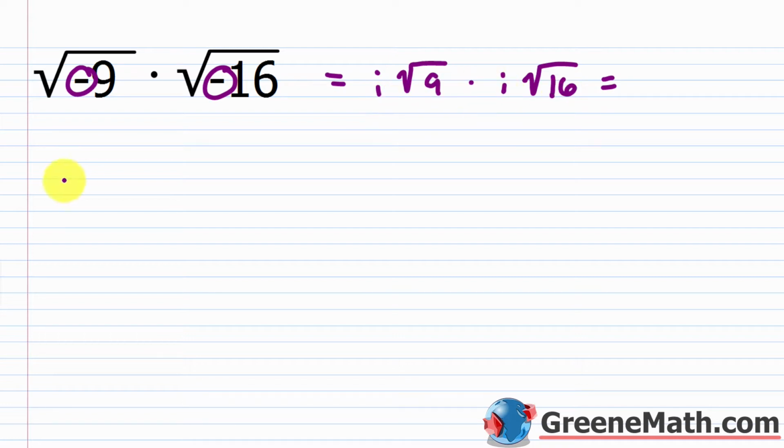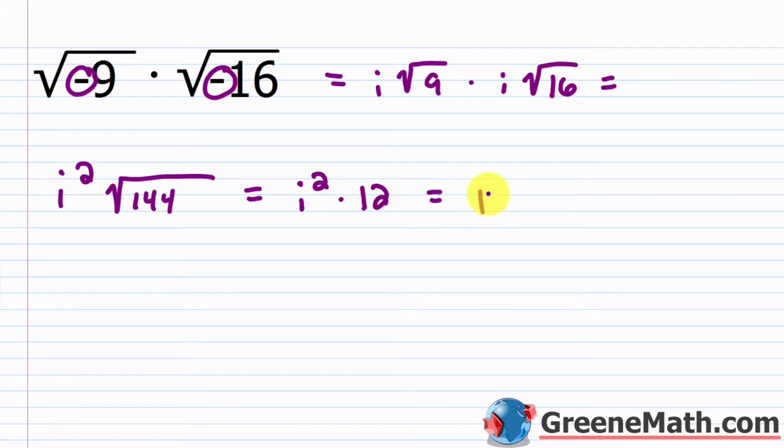So i times i is i squared. And then we know that the square root of 9 times the square root of 16, we could put the square root of 144. So this is going to equal i squared times the square root of 144, which is 12. Now, most people will stop and write this as 12i squared. But we should know from the beginning of the lesson that i squared is defined to be equal to -1.